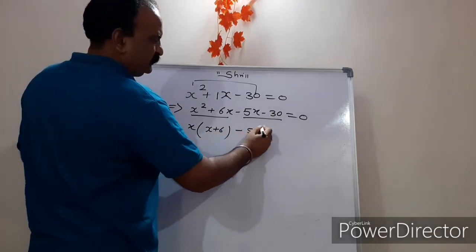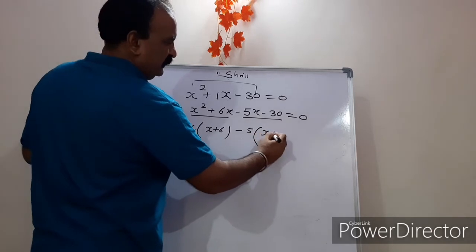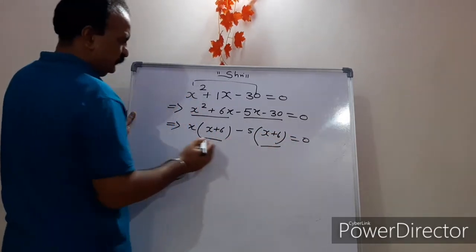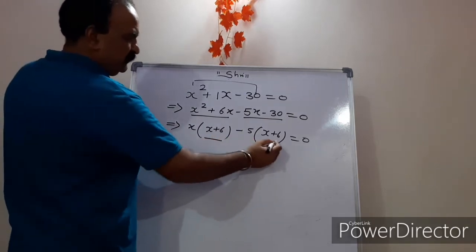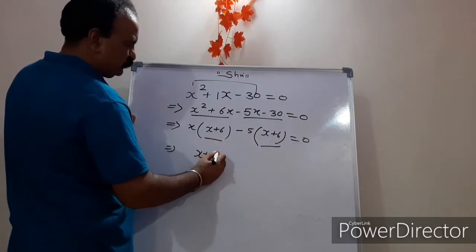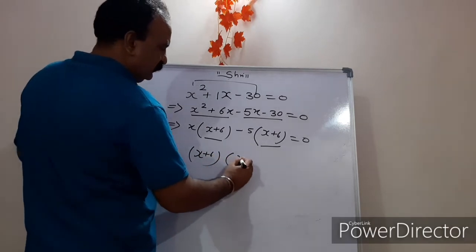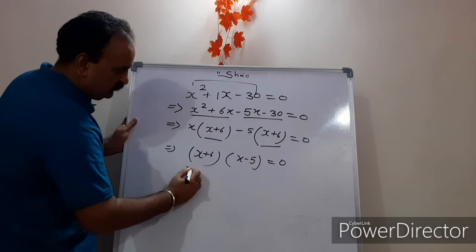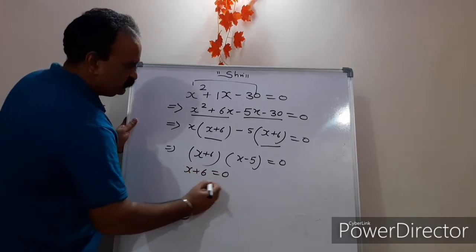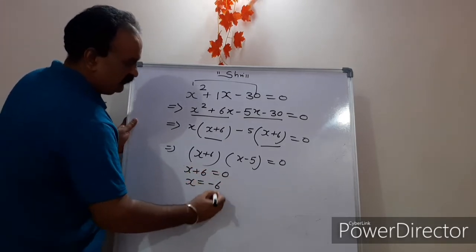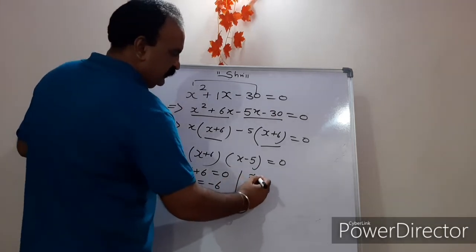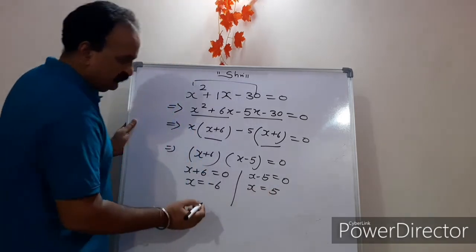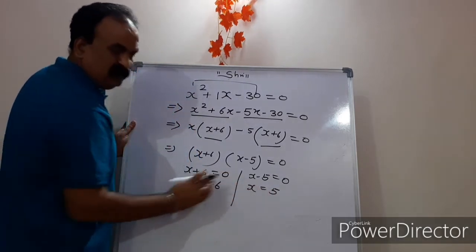Now minus 5 common, x plus 6 is equal to 0. x plus 6, x plus 6, you can again take x plus 6 common, and inside the bracket x minus 5 is equal to 0. And the solution is x plus 6 is equal to 0. It means x is equal to minus 6. And here x minus 5 equal to 0, x is equal to 5. And the solution is minus 6 comma 5.